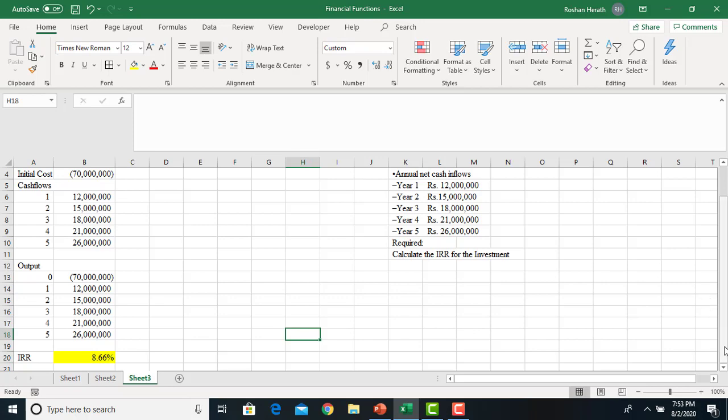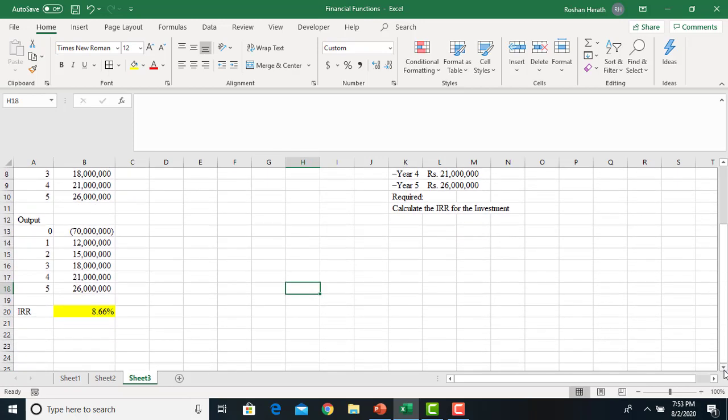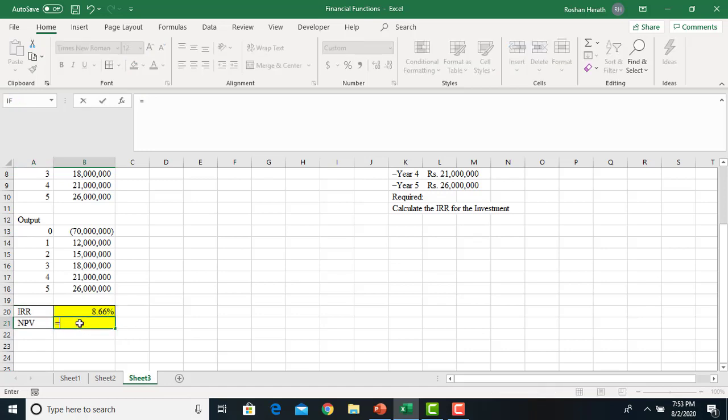This is it. Now let's convince ourselves whether this is the correct IRR. How can you do that? You can work out the NPV using this particular rate. And if we get the NPV as 0, then we know that is exactly the correct IRR. So that is a way to verify yourself. You can take the NPV.